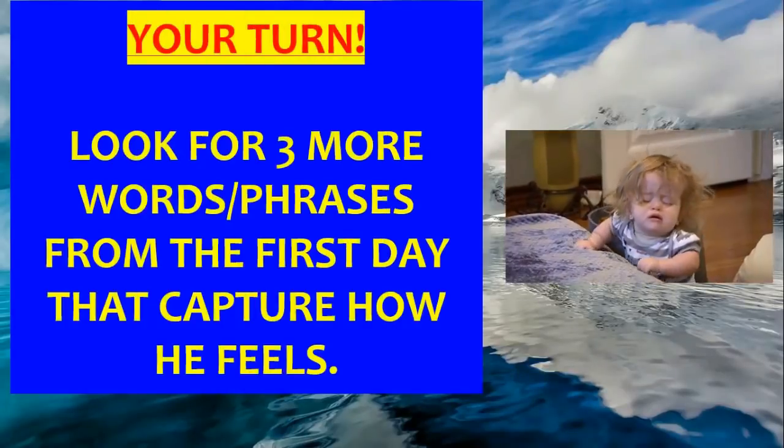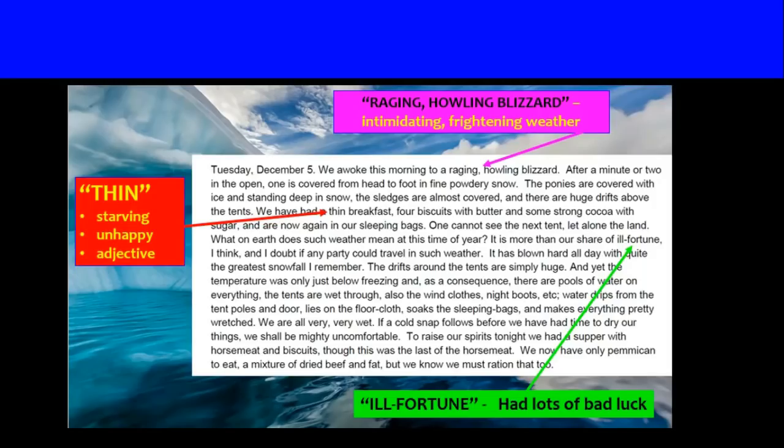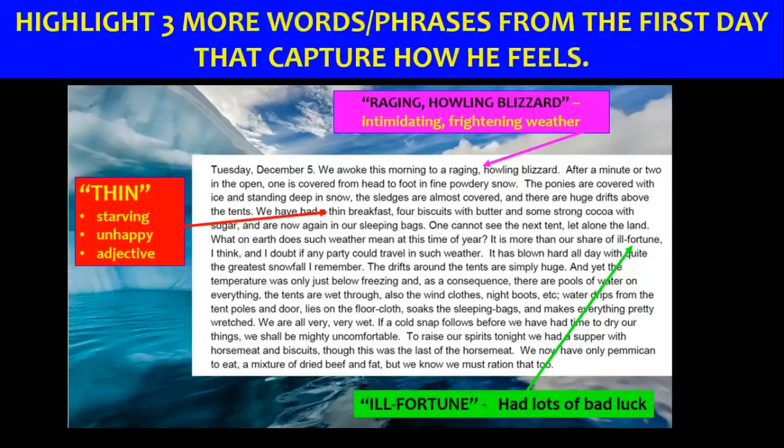So now what I want you to do is, after you have a look at that, it's your turn. Look for 3 more words and phrases from the first day that capture how we feel. So I just want you to look at the first day, this paragraph, this diary entry. We're going to look at the other ones later on in the video. But just for now, have a look at your exam, highlight 3 more words or phrases that capture how it feels, and try to make the same kind of analysis and notes that we've done on this part of the video here.